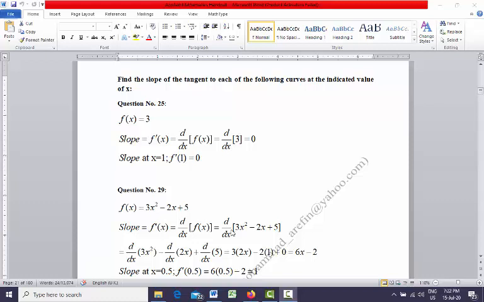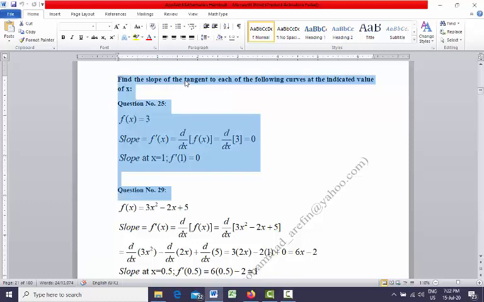Today we will study differential calculus problem set 7.5 from Mathematics with Applications in Management and Economics, written by Pitcher and Saville. Today we will continue with the remaining part of problem set 7.5, where the question says: find the slope of the tangent to each of the following curves at the indicated value of x.